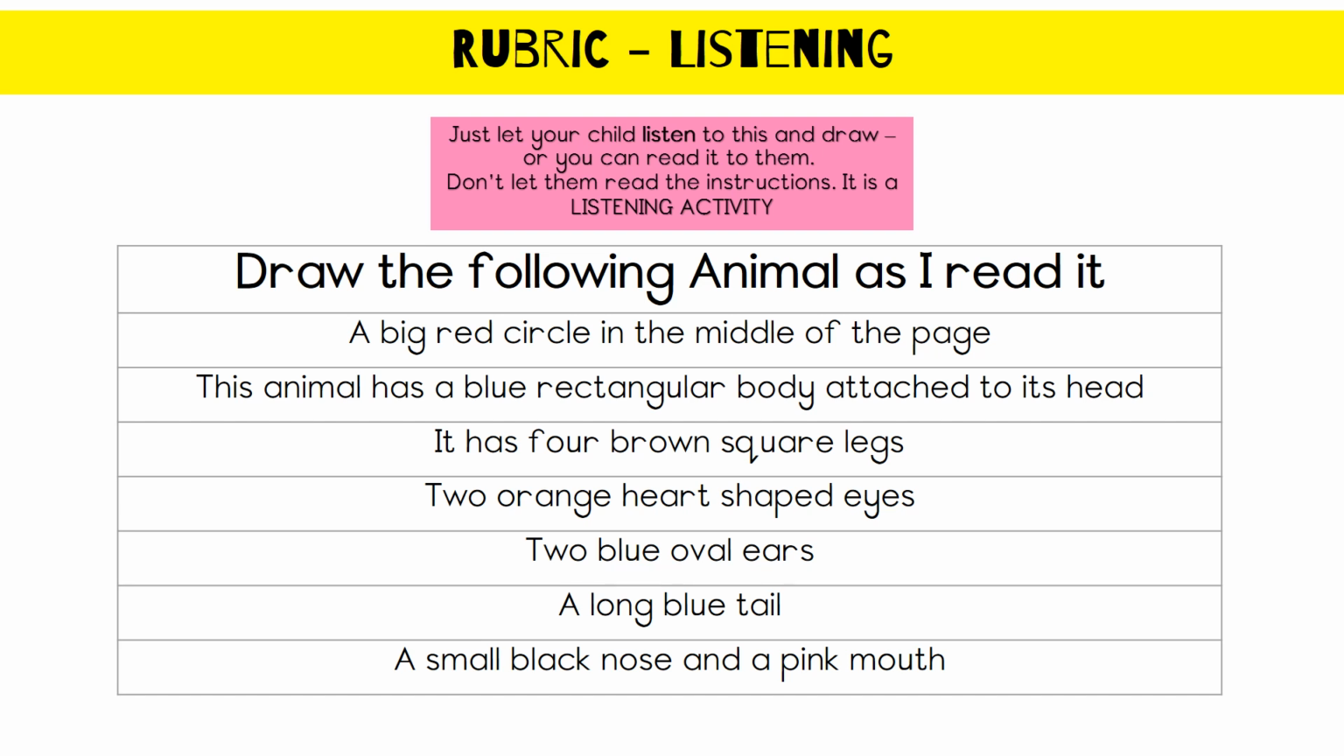Number 2. This animal has a blue rectangular body attached to its head. So the big red circle is its head and you must attach a blue rectangular body. Then you need 4 brown square legs. So 4 brown squares attached to the blue rectangle.